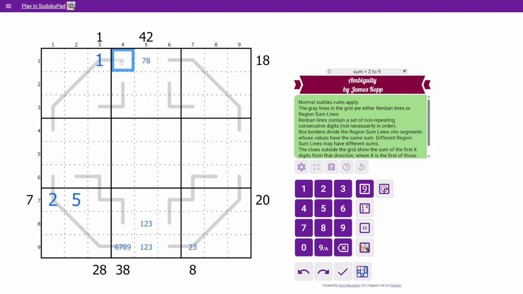And then this would definitely have to be a Rinban, because if you had a 2 or a 4 here, there's no way you could make a region sum work. Interesting.